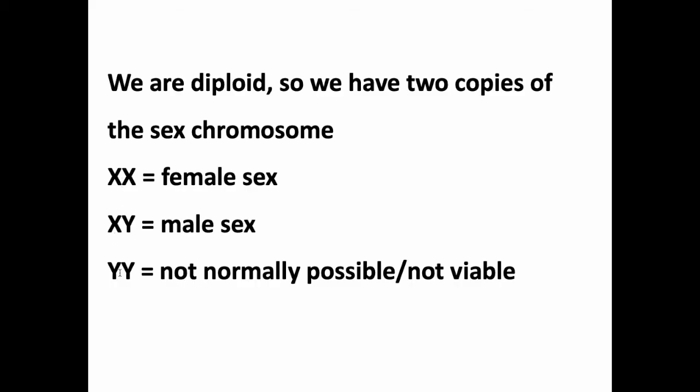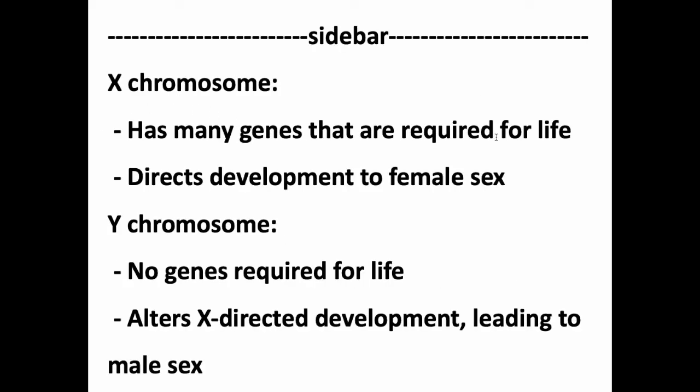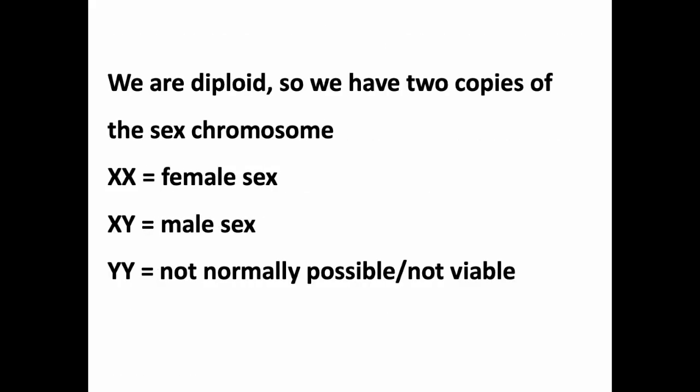If you're looking at the possible combinations here, what about YY? Well, this is not normally possible with the way eggs and sperm work. And even if it were possible and you were to create a cell that had a Y chromosome and another Y chromosome, it would not be viable. Remember, the X chromosome has genes that are required for life. So any cell that had 2 Y chromosomes and no X chromosome at all would not be able to survive. That would be lethal to development.